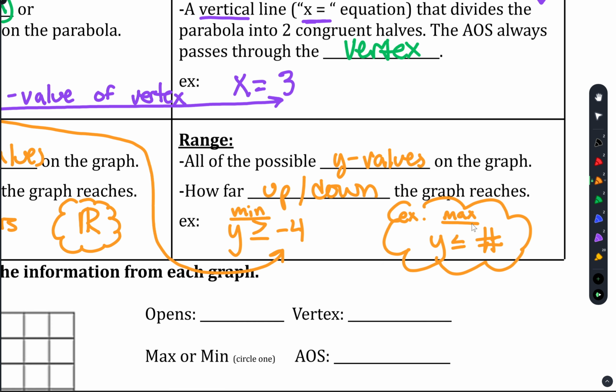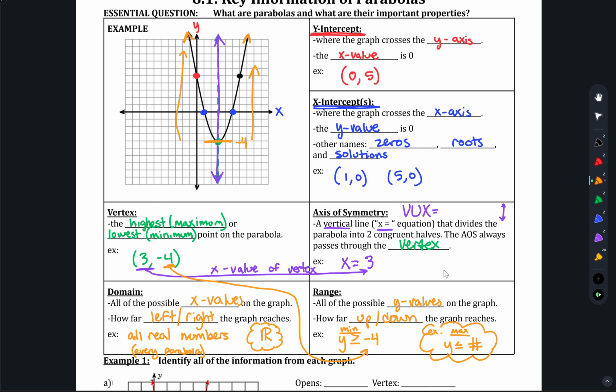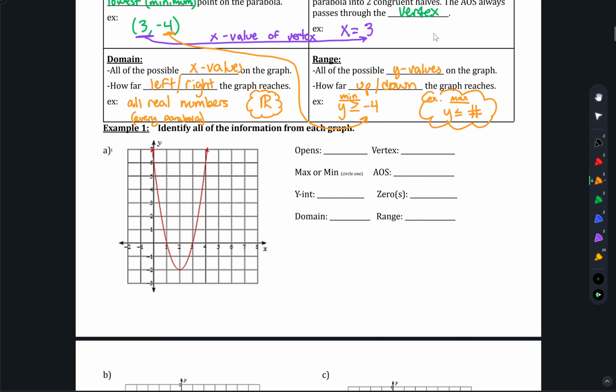Any questions on that? So that's all the parts of my parabola. I know that's a lot of vocab for us to remember. Are we all okay with that right now? Okay. Let's look at the examples.